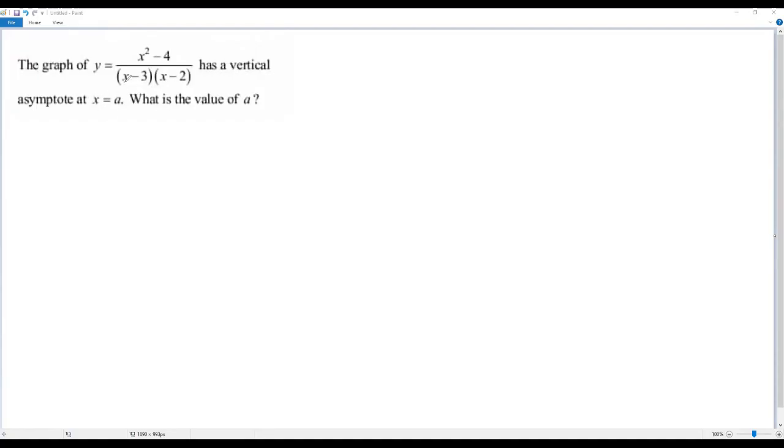Okay, here we have the vertical asymptote for the graph of the given rational function, that is x equals a. In this equation of the vertical asymptote, we have to find the value of this constant a. When I want to find a vertical asymptote for a rational function, first I have to simplify the rational function if it is possible. Let me take the given rational function as it is, that is y equals (x² − 4) divided by (x − 3)(x − 2).